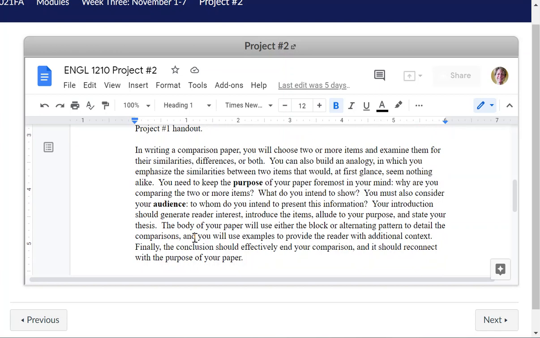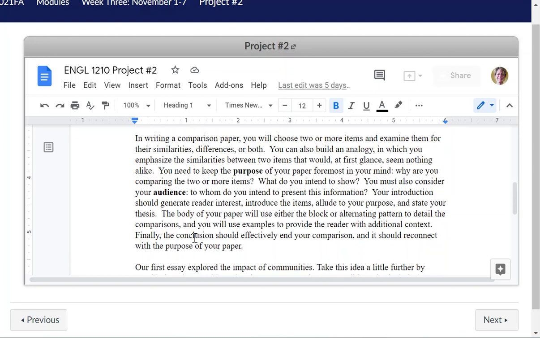So your introduction will generate some reader interest, introduce the items, allude to your purpose, and state your thesis. What you want to think about in the body of your paper is whether you're going to use block or alternating pattern. Block means that you are going to talk all about one item and then all about the other item, but you'll keep what you say in the same order. So if you talk about, for example, features on a person and you're comparing 2 people, and you start with hair, eyes, lips, feet, you'll talk about hair, eyes, lips, and feet with the other person. So that's what you'll need to do with block.